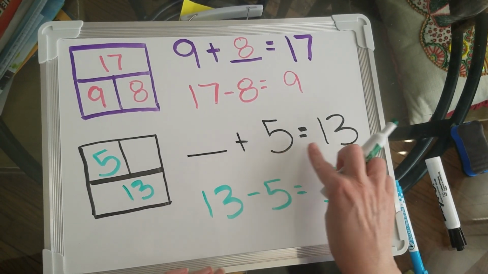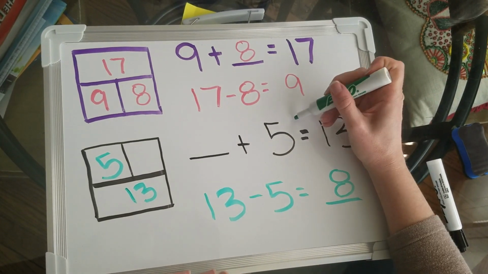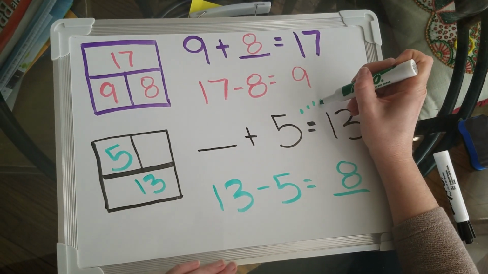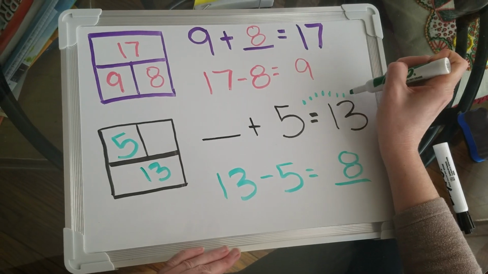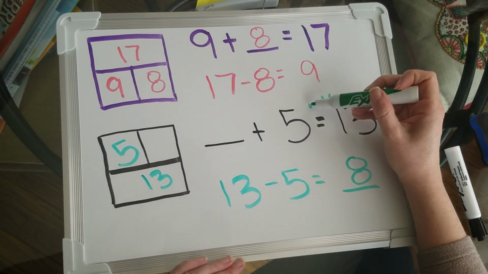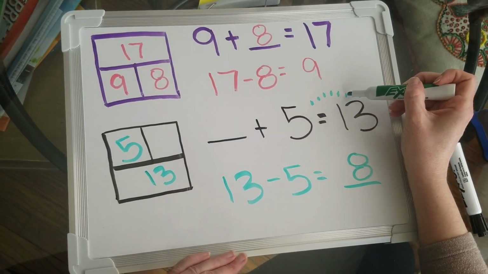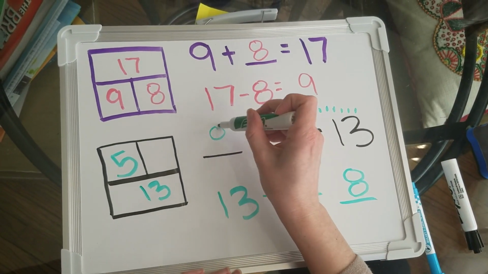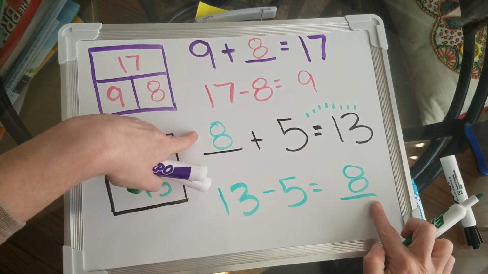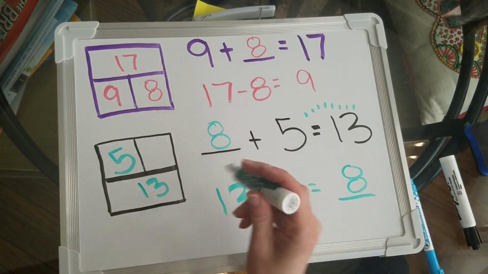So let's make sure. 5, 6, 7, 8, 9, 10, 11, 12, 13. 1, 2, 3, 4, 5, 6, 7, 8. Do our numbers match? They sure do.